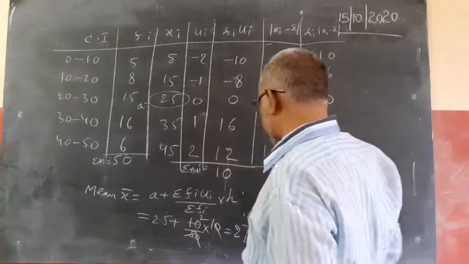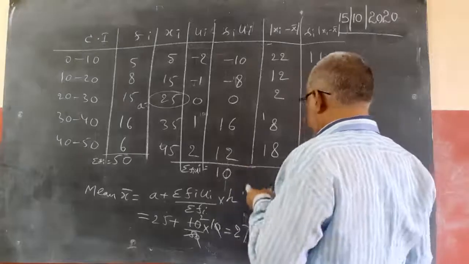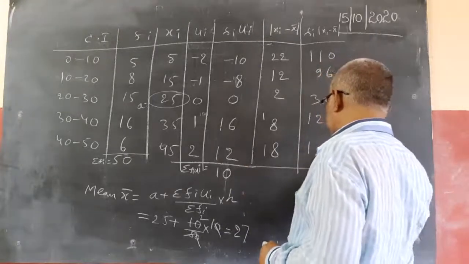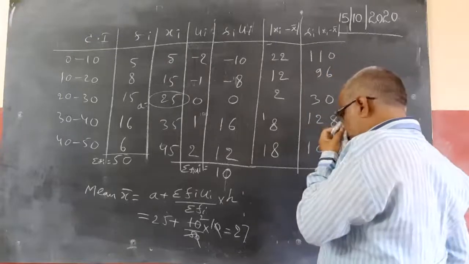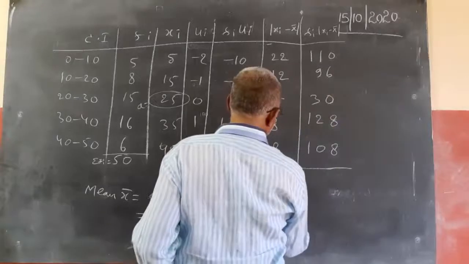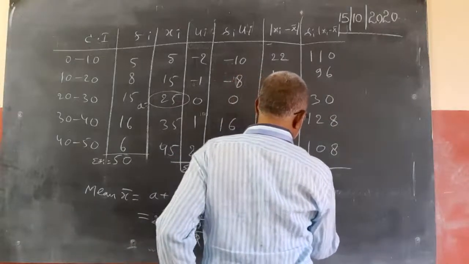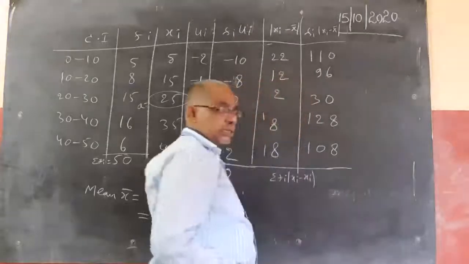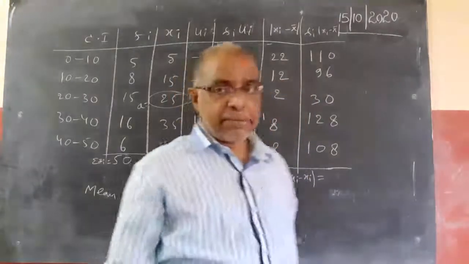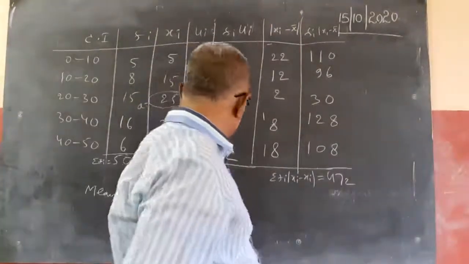18 into 6 is 108. That gives you sigma fi into modulus of xi minus x bar. So add all these, and by adding this, you will get 472.